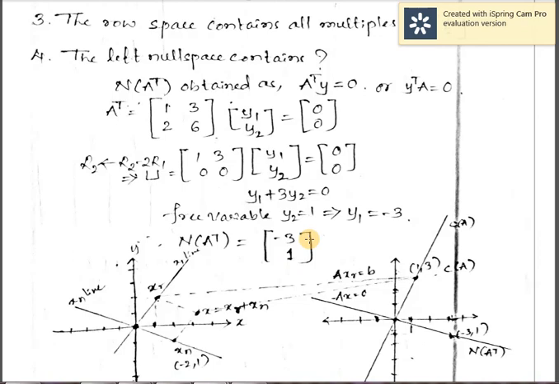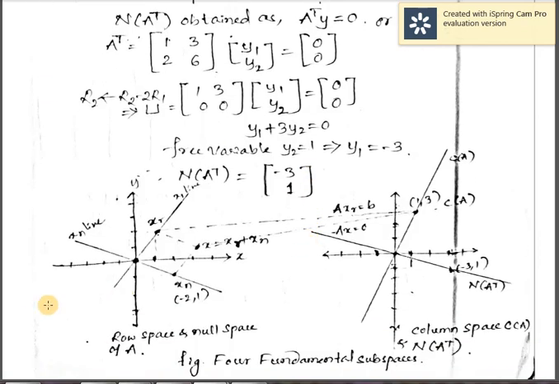Now, a diagrammatic representation is also done for all these fundamental subspaces. So let's see how it is done. First, the row space and null space of A. The first diagram shows the row space and null space of A.